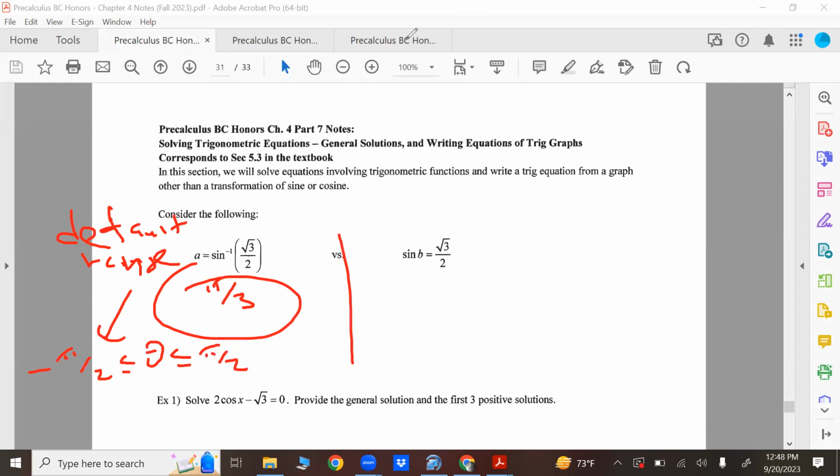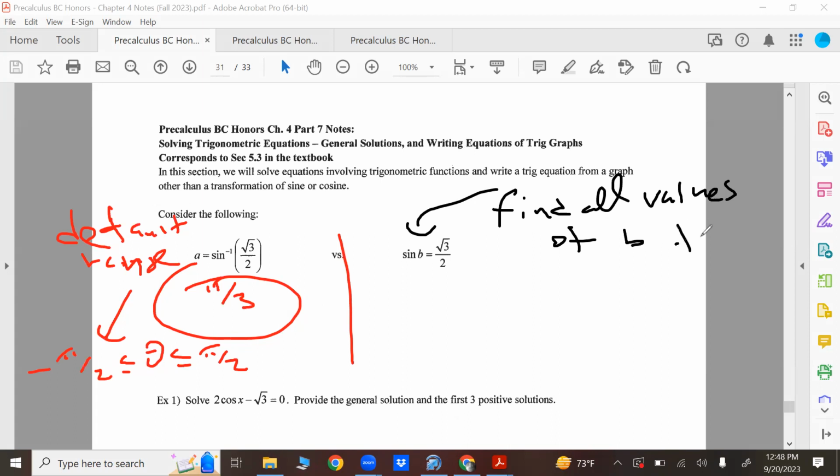Now, this one here is kind of interesting, because here you actually have to find all values of v that satisfy the equation. So when you work this out, if you think about it, definitely pi over 3 still works, right? But what else would work too?